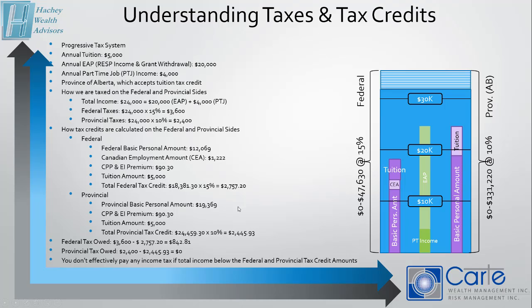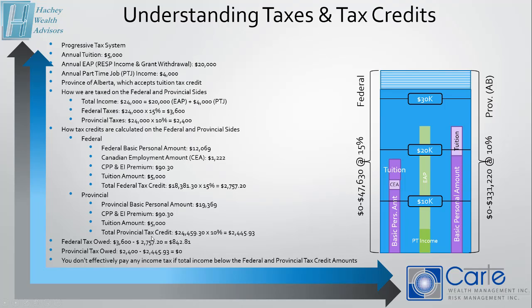On the provincial side, we have the provincial personal amount, and this is $19,369. Again, this is given universally to every Albertan who earns an income. And we have the CPP and EI premiums, which is also $90.30. And the tuition amount, again, that's also a tax credit in Alberta, and that's $5,000.